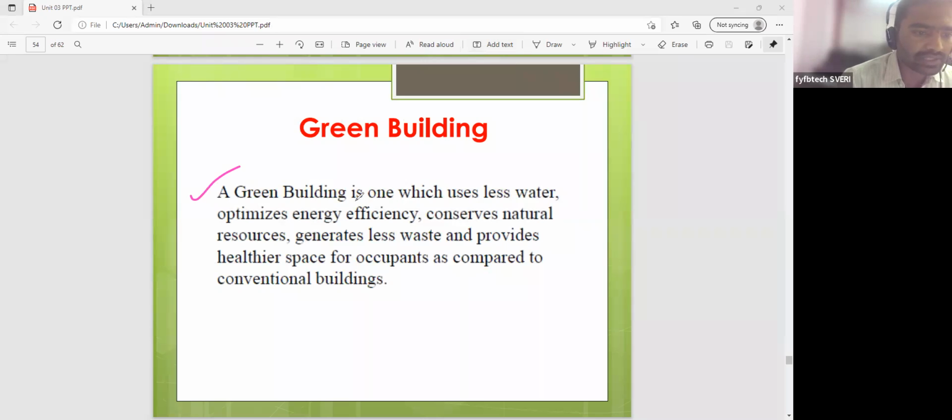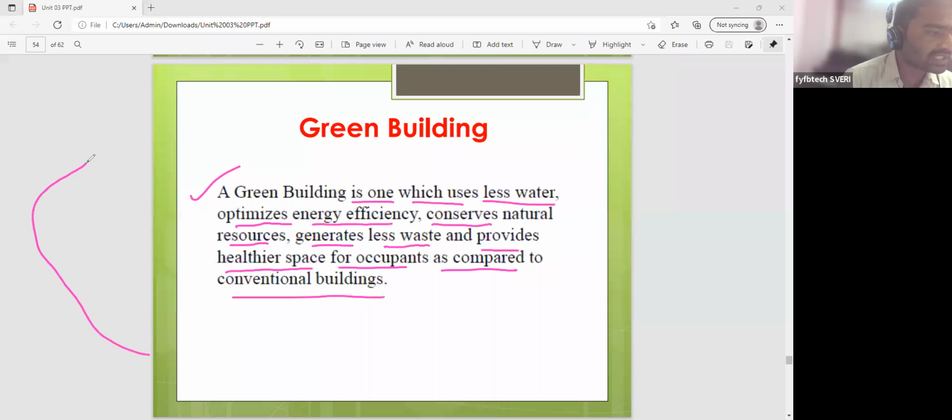Green building is one which uses less water, optimizes energy efficiency, conserves natural resources, generates less waste, and provides a healthier space for occupants as compared to conventional buildings. If you consider this one community, this area has so many buildings. Whatever buildings are constructed here, the materials used are natural materials.